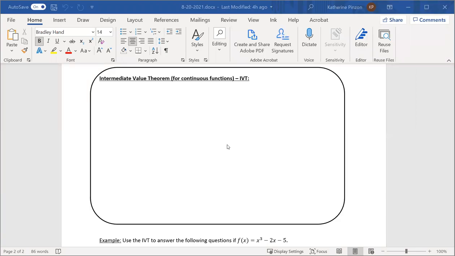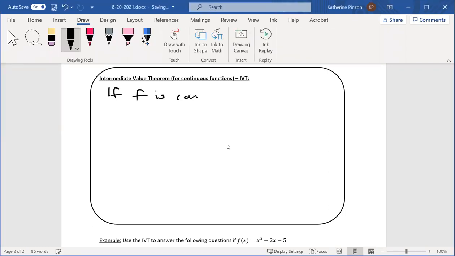Okay, so the intermediate value theorem is a theorem that has very specific conditions that have to be satisfied. If those conditions are satisfied, then you get a nice result from that, okay? The first condition is that the function you're looking at has to be continuous, okay? So if f is continuous on the interval [a, b], okay?